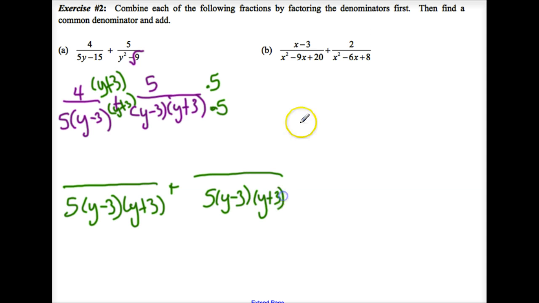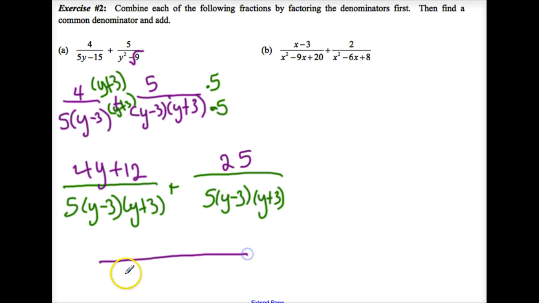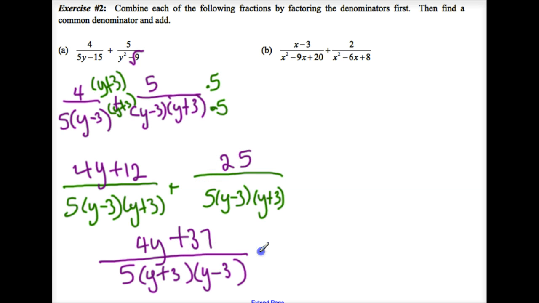So I need to figure out my numerator. Here in this case it was 4y plus 12, and in this case it's 25. Now that I have the same denominator, I write it back, and then in the top, my numerator, I am going to combine like terms. There's only one 4y, and then what's 12 plus 25? It's a positive 37. This is my final answer.